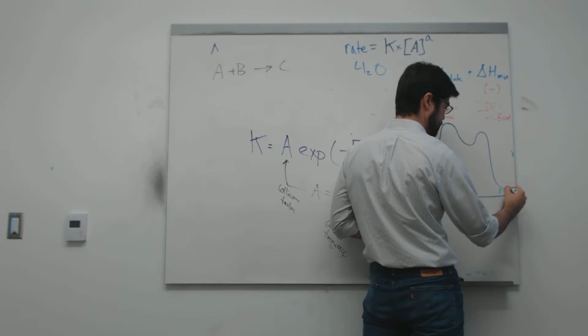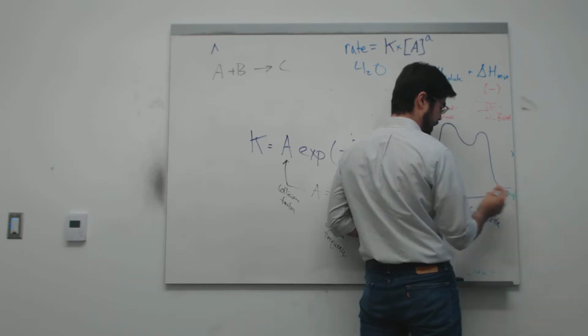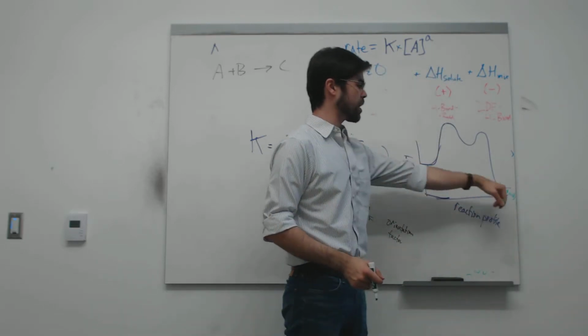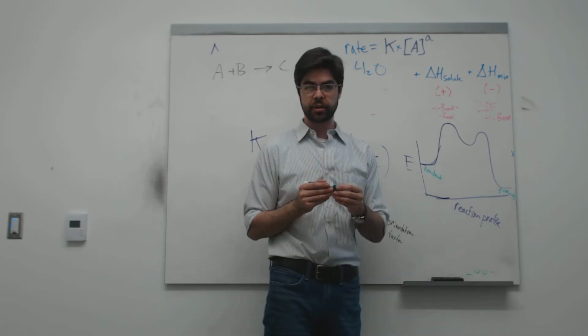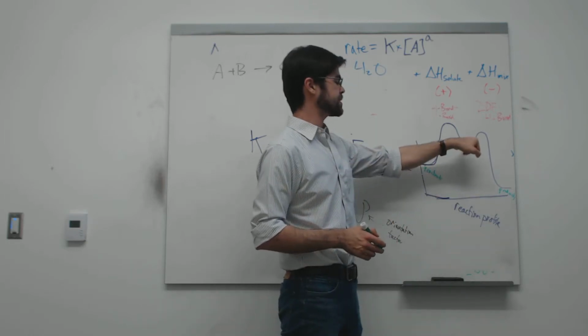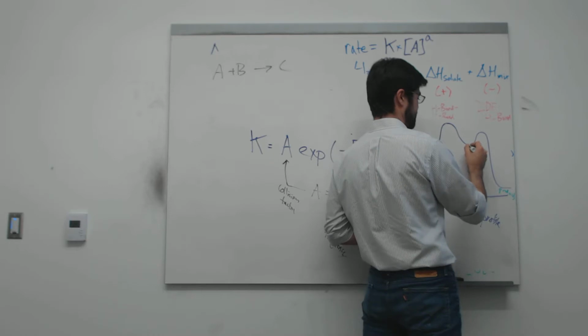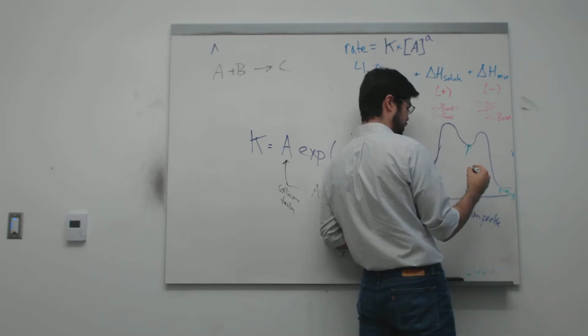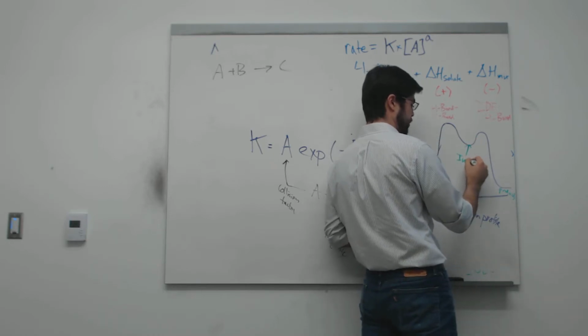These would be my products. So it's an exothermic reaction because the products end up lower in energy than the reactants. And this little saddle point, or not, I mean, it's not a saddle point, but this local minimum here is going to correspond to our intermediate.